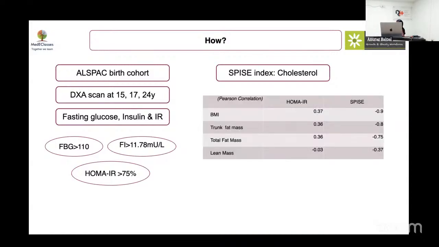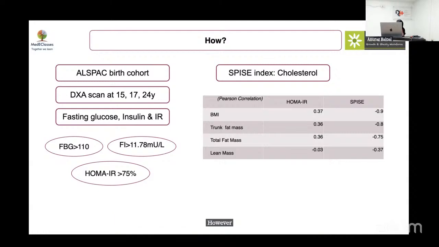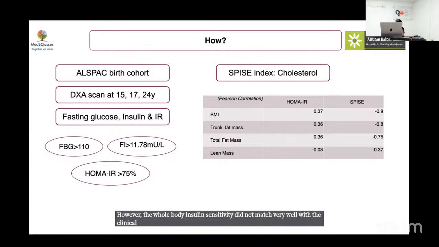So the correlation that it has seen with several clinical parameters is the insulin resistance, again, as you would expect with increasing BMI, your insulin resistance will increase. However, the whole body insulin sensitivity did not match very well with the clinical parameters in this study.